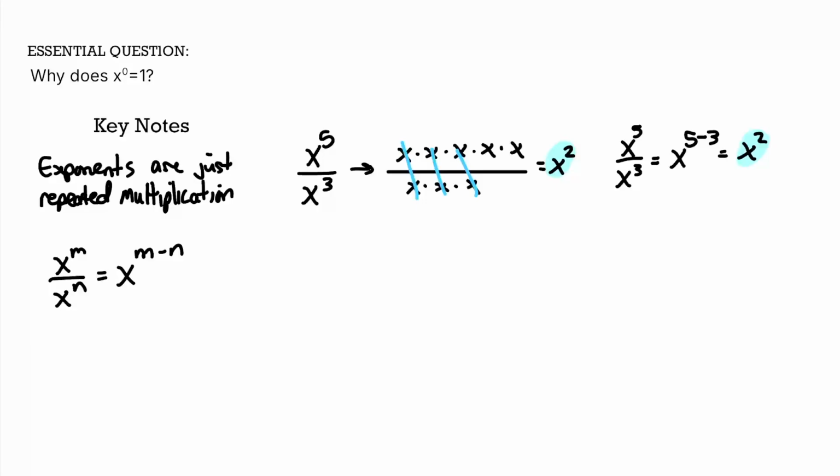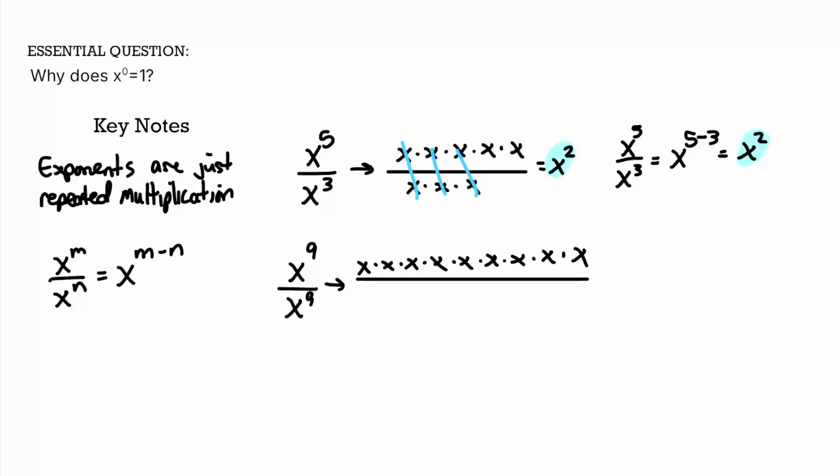So now, if we look at the same base, x to the, we'll say, 9th over x to the 9th, that would be x times x times x times x times x. There's 5, 6, 7, 8, 9. And we're dividing that by itself. So you've got x to the 9th divided by x to the 9th.